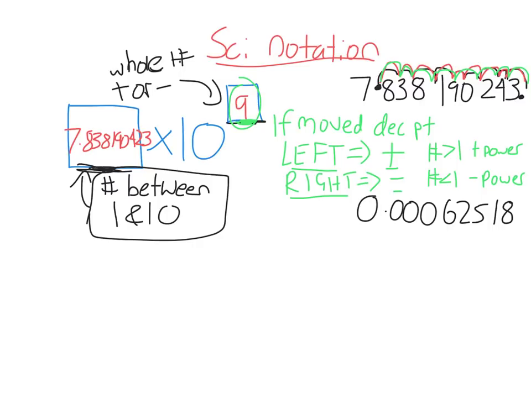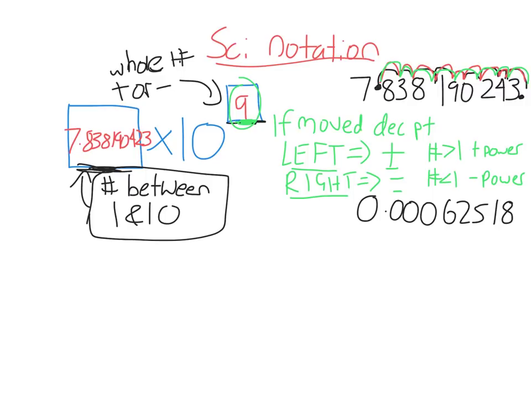So that is in scientific notation, 7.838190423 times 10 to the power of 9. What that actually tells us is that the number is 7.838 billion. Much easier to work with than just a string of numbers.